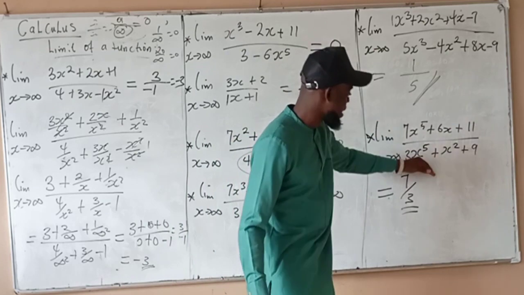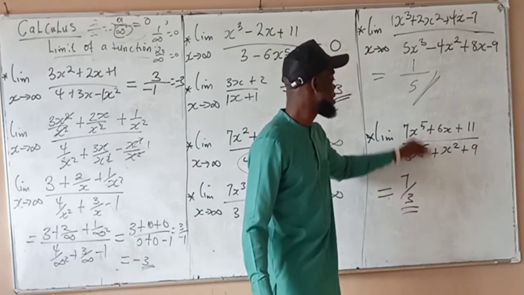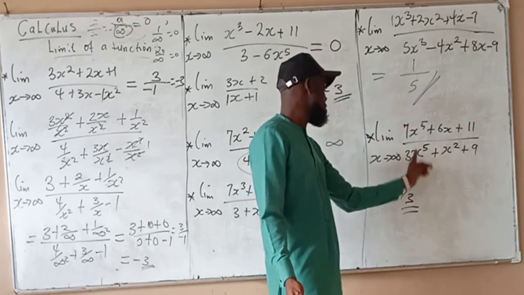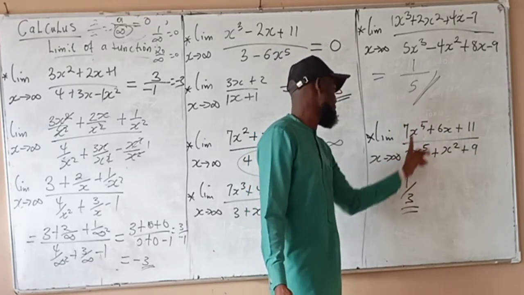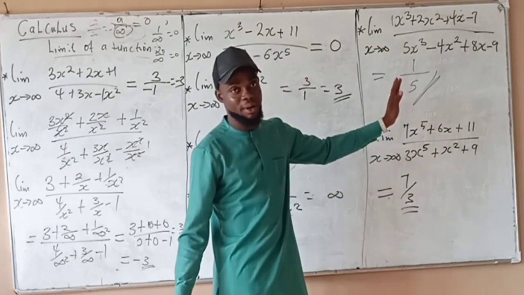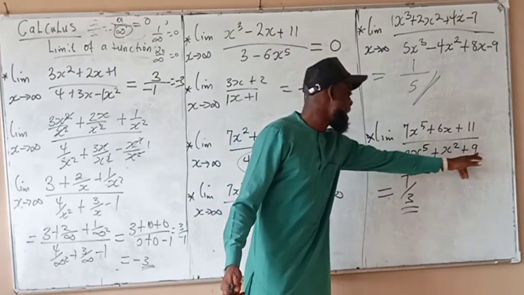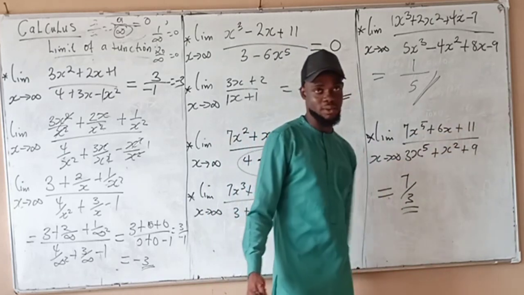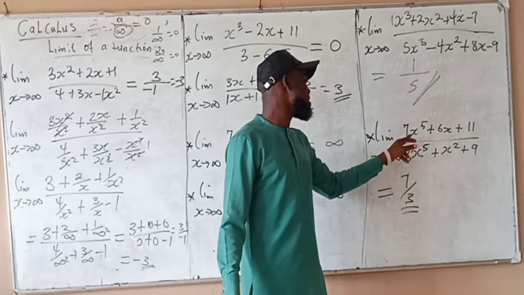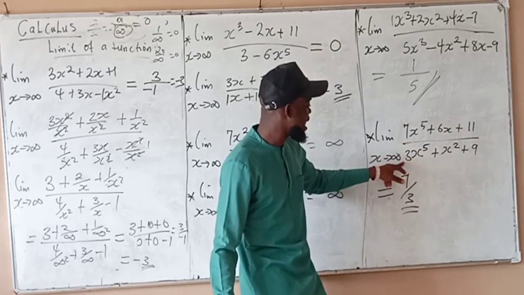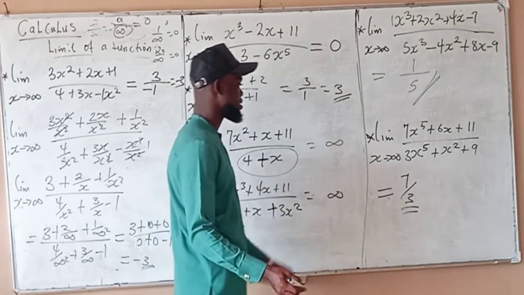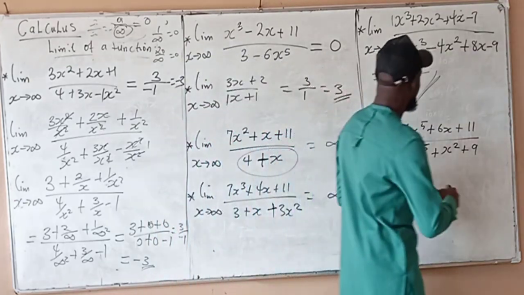It equals 7 over 3 because both sides have the same power of x. The highest power here and the highest power here are the same, so we take the coefficient of the highest power in each. But if the denominator has a higher power than the numerator, we get 0. If the numerator has the higher power, it's going to be infinity. But if the highest power of x is negative, we need to carry the negative sign. So take note of that. This is how we run through this.